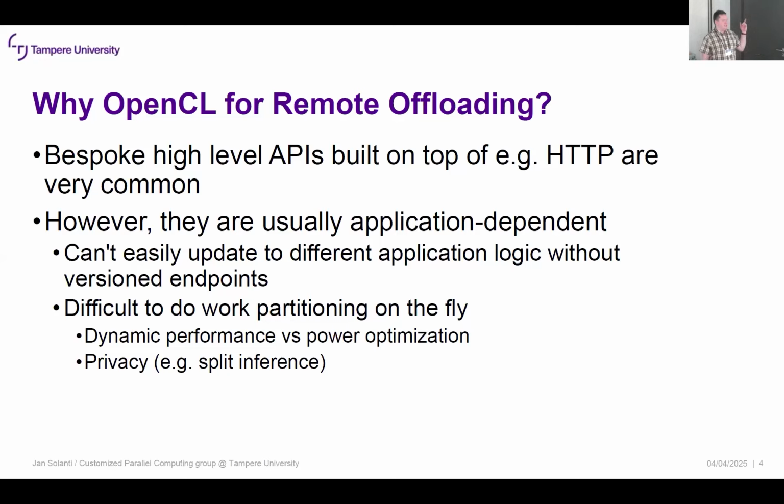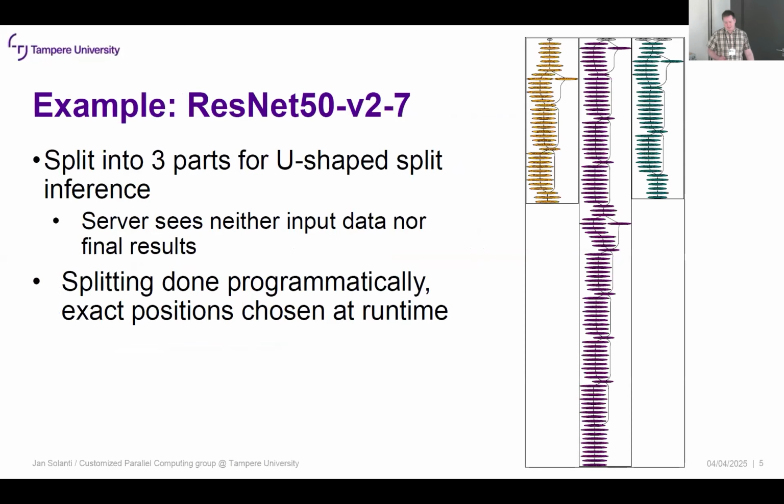Or one thing that's been talked about in the last couple of years is split inferencing for machine learning, where you don't trust the server enough to give it access to the actual input data. So you do a couple of inferencing layers on the local device before offloading. And that's something that I've been experimenting with.